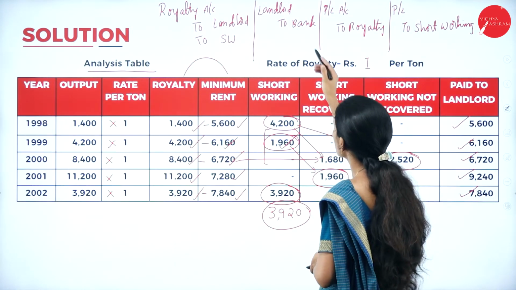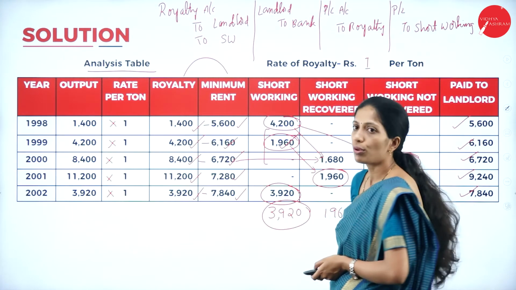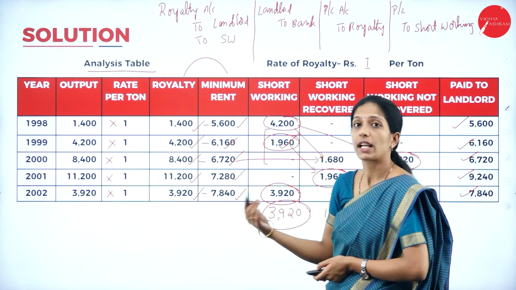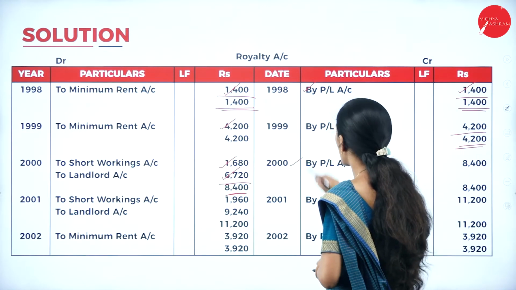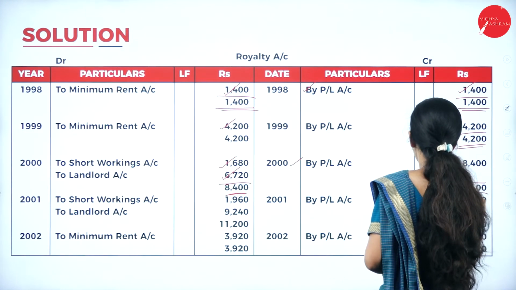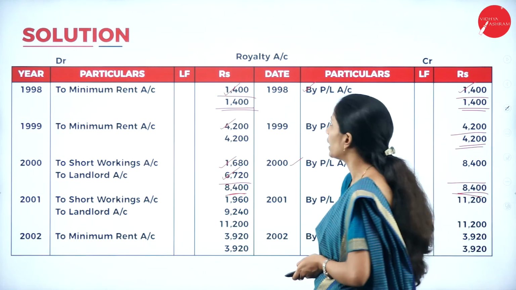Next entry is profit and loss account to royalty. That is, in royalty, you will write it as by profit and loss. So by profit and loss 8,400. So both the sides are equal.